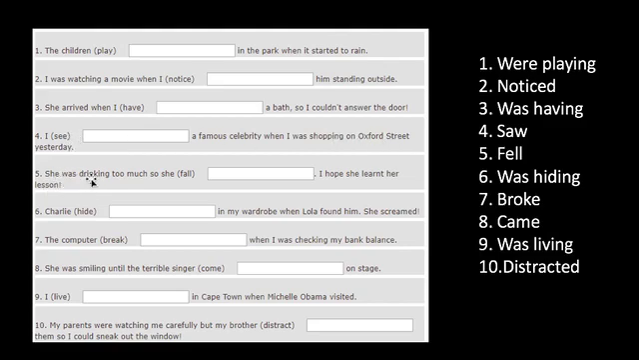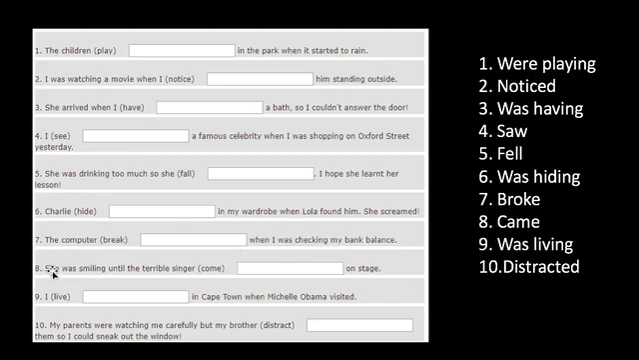Number 5, she was drinking too much, so she fell. I hope she learned her lesson. Number 6, Charlie was hiding in my wardrobe when Lola found him. She screamed. Here's the past. Number 7, the computer, the answer is broke. The computer broke when I was checking my bank balance. Here is the past continuous, was checking.